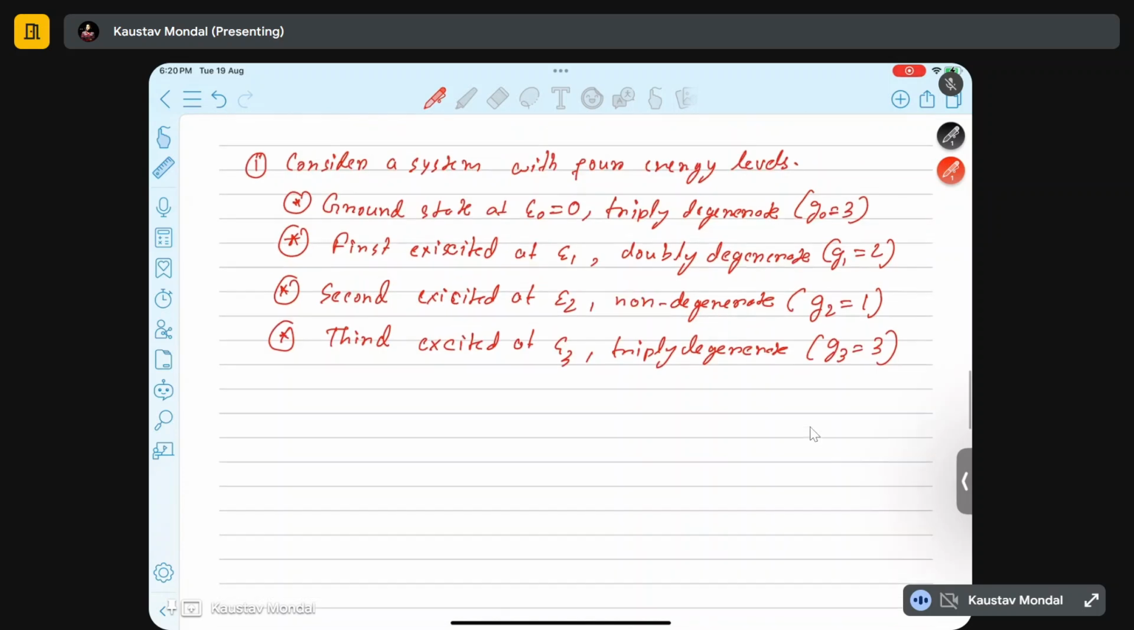Basically the system has 4 energy states, and each energy state has some degeneracy associated with it. The first is triply degenerate, the second has double degeneracy, the third one, the second excited state, is non-degenerate. The fourth energy level, the third excited state E3, is triply degenerate.